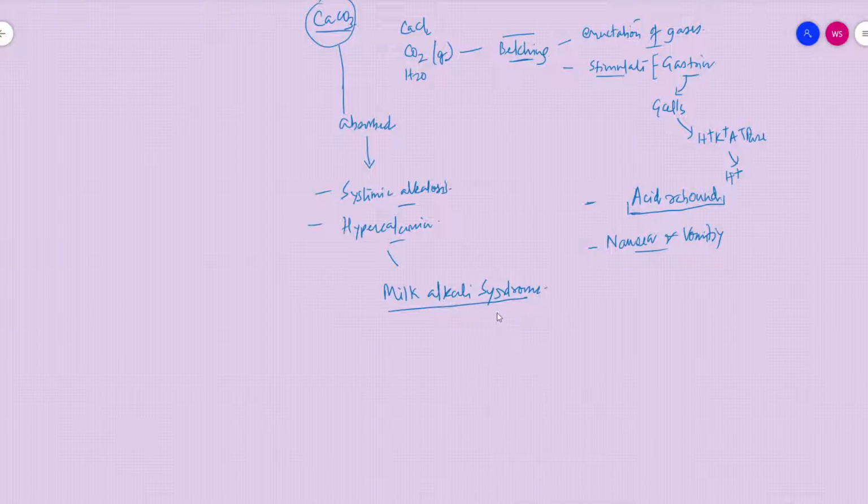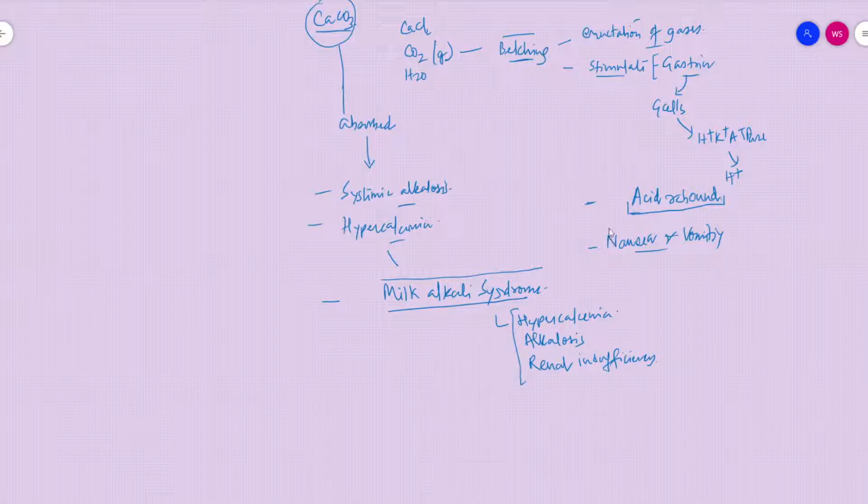Okay, so milk alkali syndrome is the presence of hypercalcemia, alkalosis, and renal insufficiency. It can cause a cluster of symptoms: hypercalcemia, alkalosis, renal insufficiency, to mention a few. A cluster of symptoms produces a syndrome, and this syndrome, which is caused by calcium antacids, calcium carbonate, is called milk alkali syndrome.